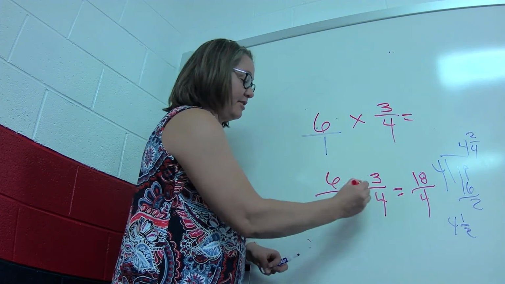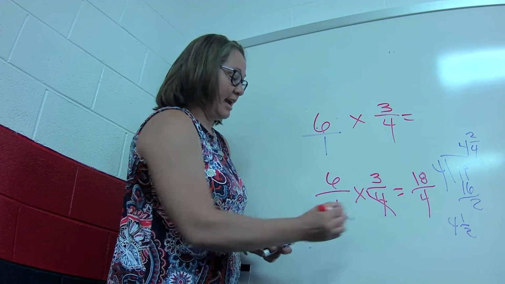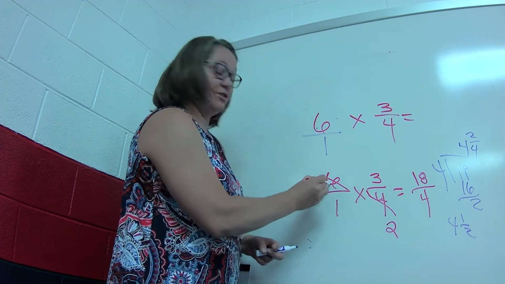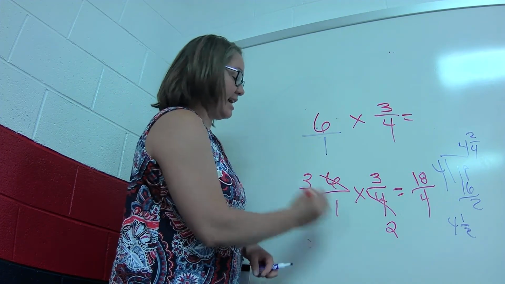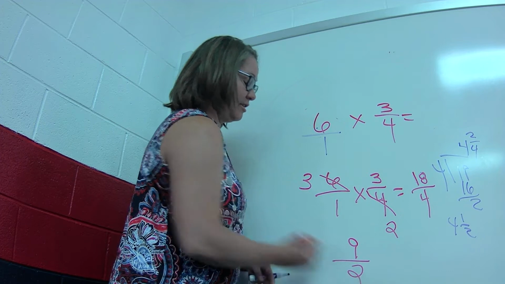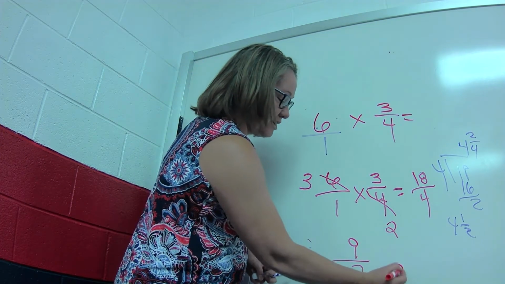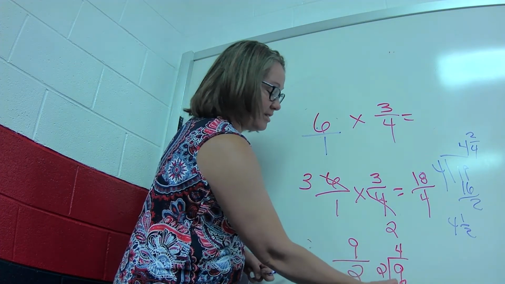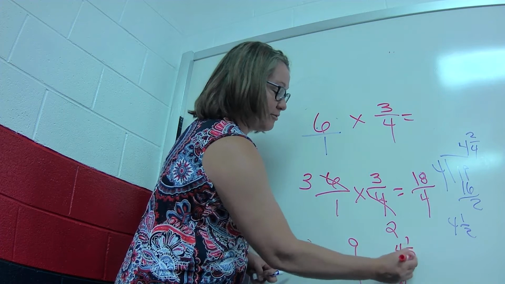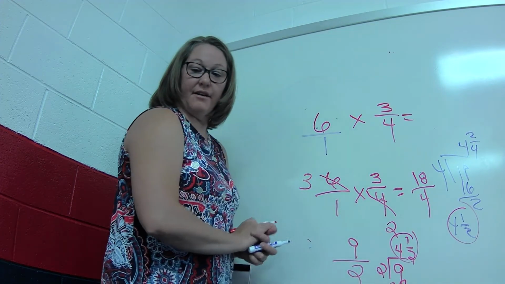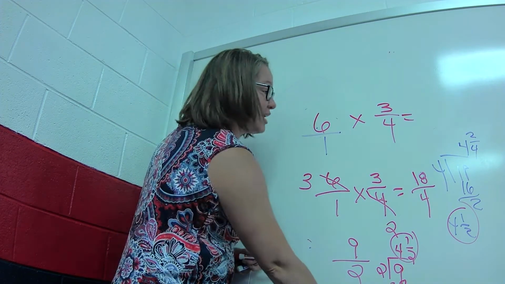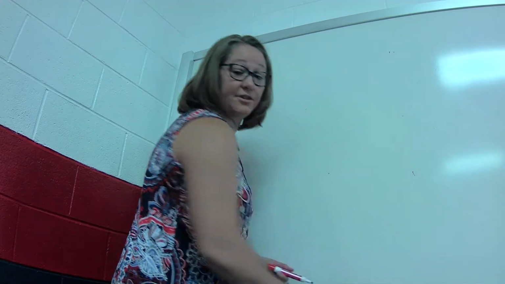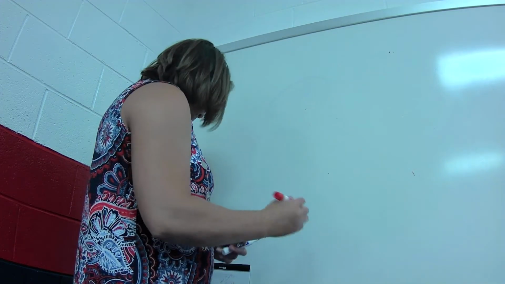Let's cancel out this 4 right here. 4 goes into 4 one time, and 2 goes into 6 three times. Now I have 9/2. All right, so 9 divided by 2. 2 goes into 9 four times. That gives me 8. That gives me 4 1/2, which is what I got if I multiplied straight across. Again, if you cancel things out, it takes an extra step, but it makes finding the answer in lowest terms much easier.